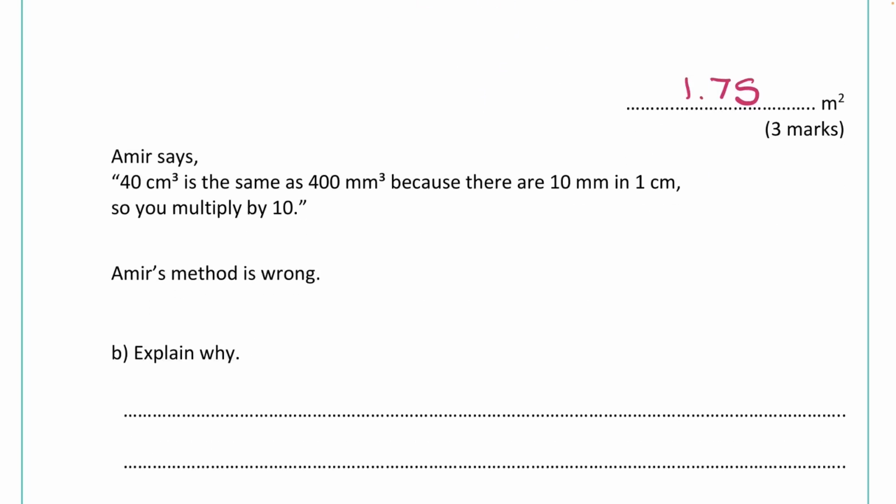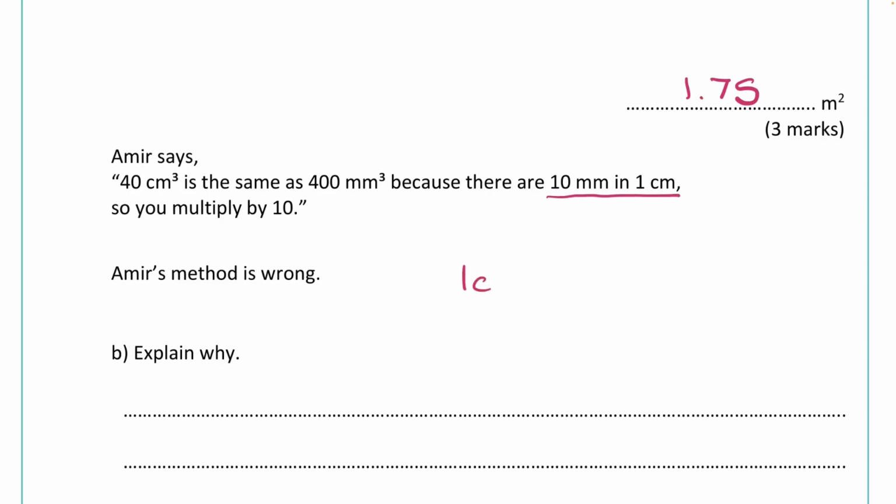For part B here, it says Amir says 40 centimetre cubed is the same as 400 millimetre cubed because there are 10 millimetres in a centimetre, so you multiply by 10. Amir's method is wrong. Explain why. Now, he's not wrong in this bit. There are 10 millimetres in a centimetre.